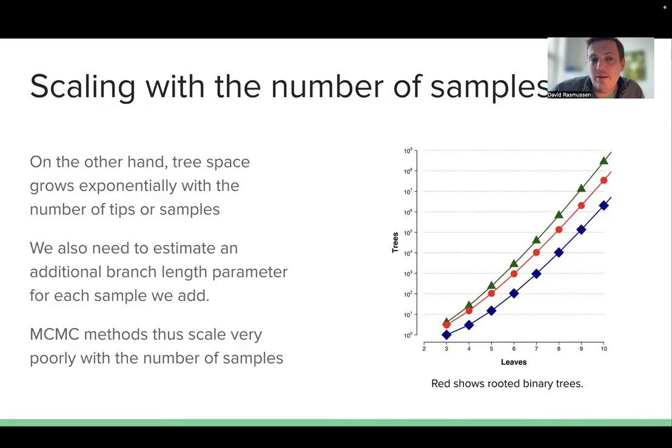data set. And not only is tree space getting exponentially or super exponentially larger the more we sample, but each time we sample a new individual, we also have another branch in our tree, which has an additional branch length parameter that we'll have to estimate as well. So MCMC methods for sampling from the posterior distribution of trees generally aren't very efficient simply because tree space is so astronomically large. It would take us a very long time to even explore a very small part of that tree space.